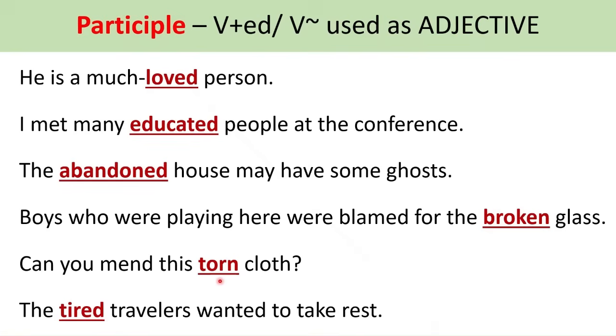Torn is the past participle which qualifies the noun cloth. The tired travelers wanted to take rest. Now the word tired can be used as an adjective also, but here it is the participle usage, past participle used as an adjective.